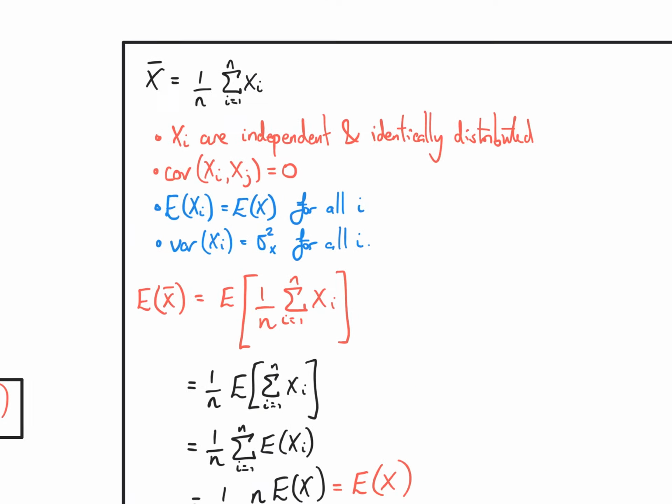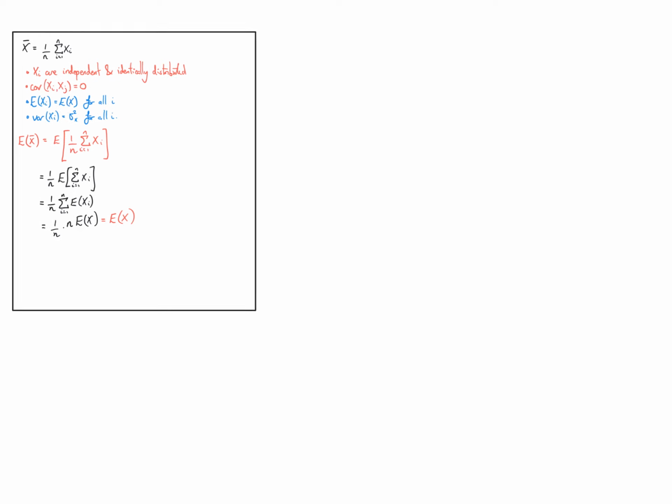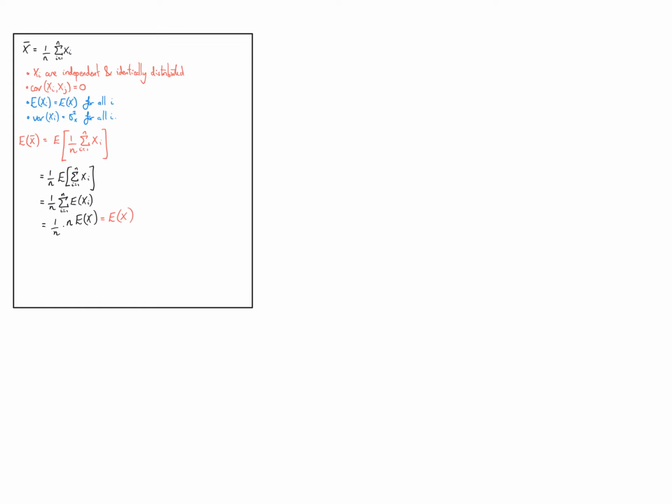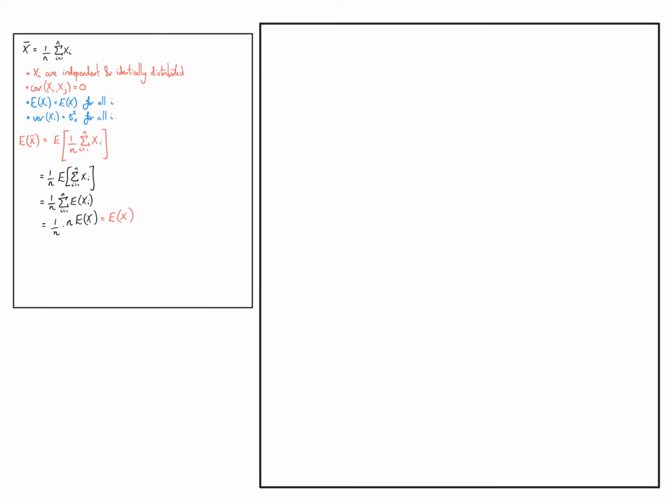Now, what about the variance of the sample mean? We're going to start with the same assumptions, that is that the observations are IID. We're going to use the same sample mean, and we're going to try and find the variance of x bar, which is the same as the variance of 1 over n times the sum of the xi's.